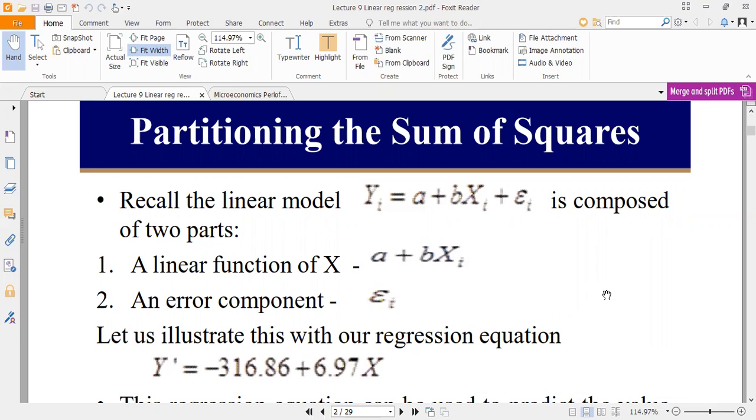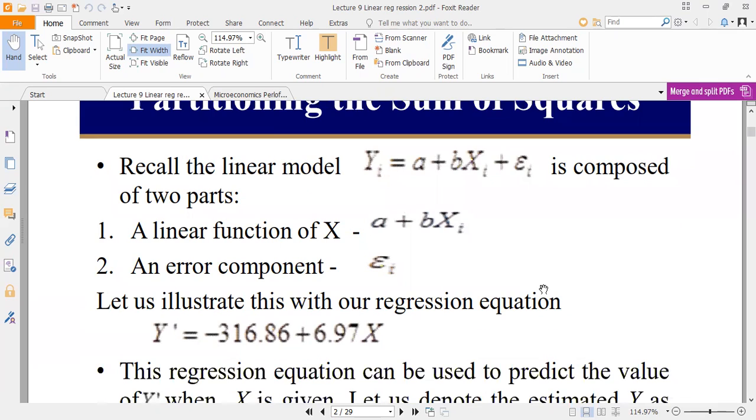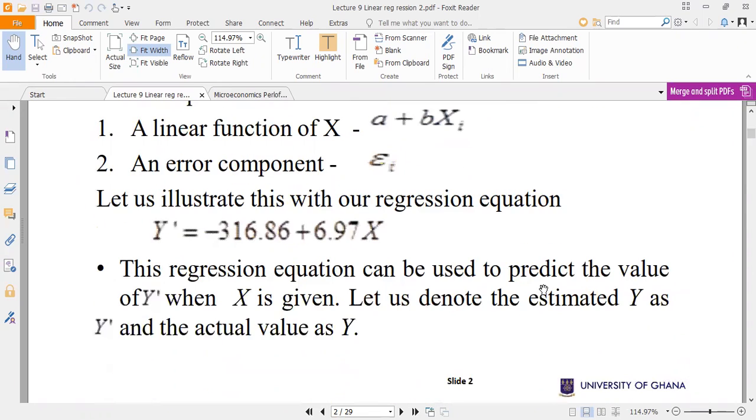Last week, this is the linear regression model that we used, y equals a plus bx plus e. So any linear regression model is made up of two parts, the linear function part, the a plus bx, and then the residual part as our e. So whenever you have the actual value of y, we can always decompose the value of y into two components, one coming from the regression part, that is the linear function part, and then the other coming from the residual or the error part.